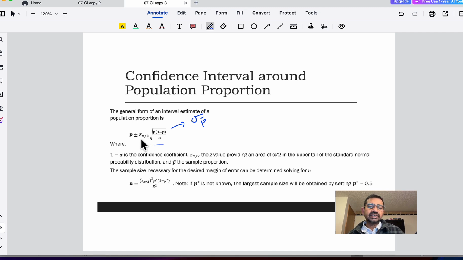So we are looking at the area of alpha by 2 on both tails. So we'll look at the corresponding z value, which gives us the z score for the area in the tails being alpha over 2.